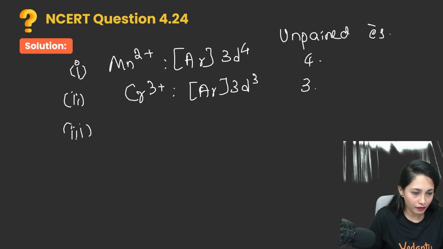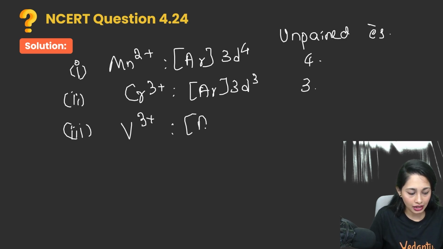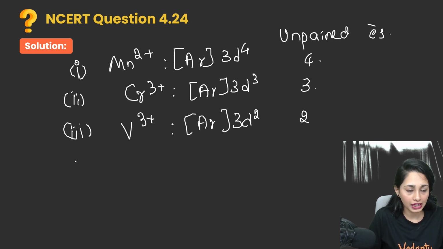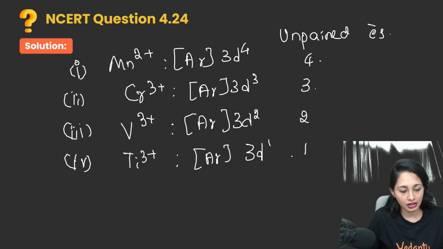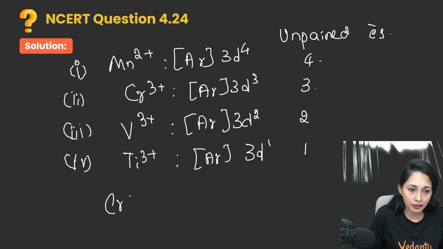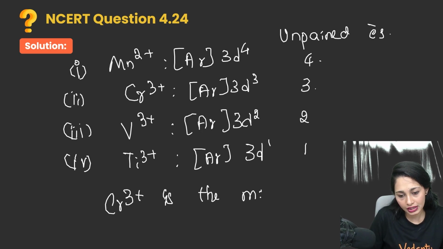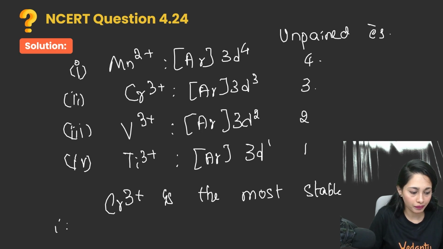And then we have vanadium, which is argon 3d2, so there are 2 unpaired electrons. And the fourth one is titanium 3+. The electronic configuration is argon followed by 3d1, and the number of unpaired electrons is 1. So here chromium 3+ is the most stable in aqueous solution.